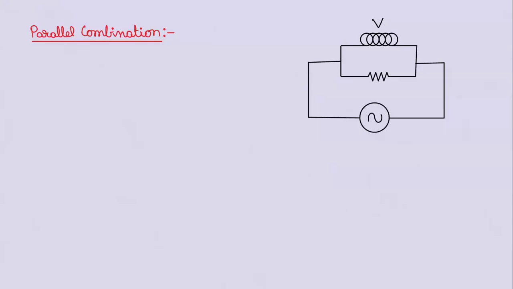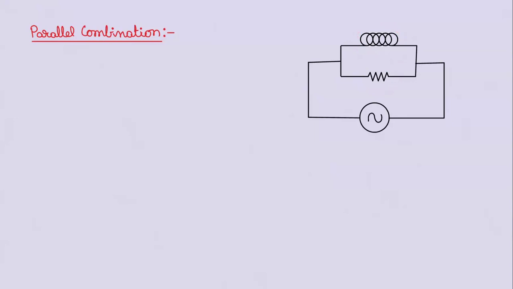Let us consider that a parallel combination is there. In AC, sir, how to deal with parallel combination? A little bit tricky, but still it's not impossible. Let me explain this. Let us take a simple circuit of an inductor and resistance connected in parallel to AC.